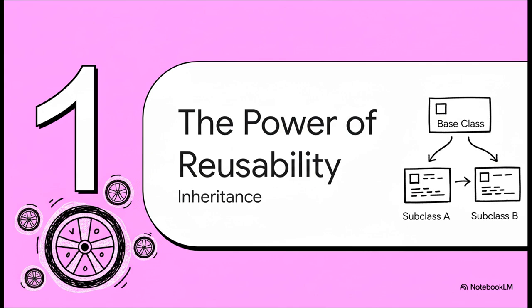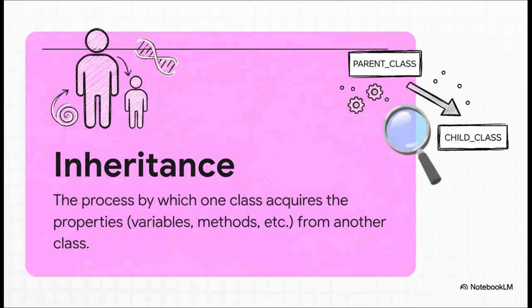Okay, our first big pillar is all about one simple idea. Don't reinvent the wheel. In programming, this is a concept called inheritance, and it's pretty much the foundation of code reusability. The best way to think about it is like genetics, seriously. A child inherits traits from their parent, right? It's the same in Java. You can create a new child class that automatically gets all the methods and variables from an existing parent class. This is awesome because it means you only have to write those common features one time in the parent, and all the children just get them for free.